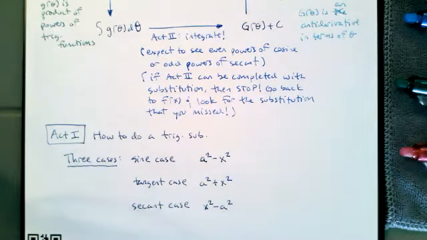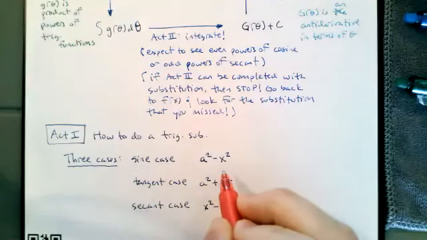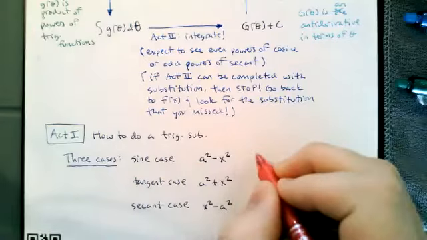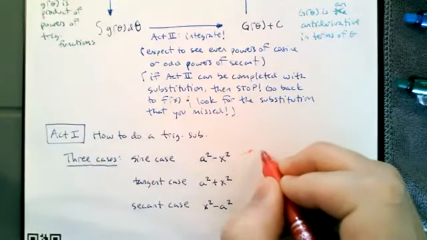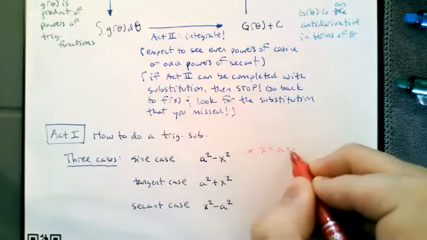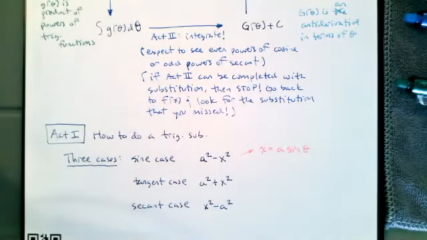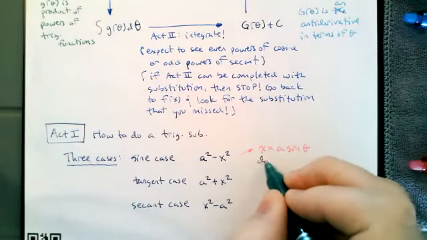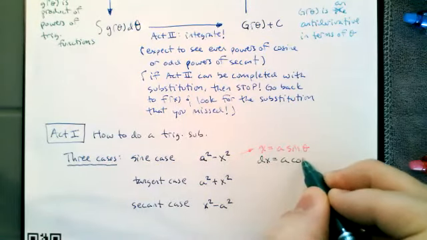In the sine case, here's the substitution that we make. We say that x is going to be a sine theta. Now, remember when we're making a substitution in an integral, we have to substitute the dx as well. And so if x is a sine theta, then dx is a cosine theta, d theta.